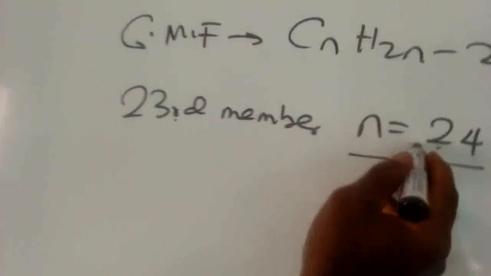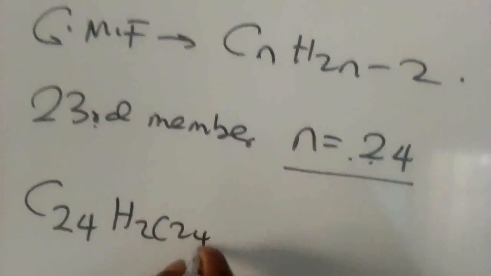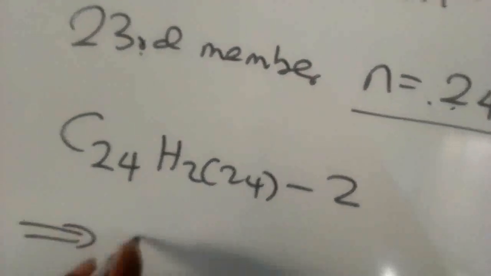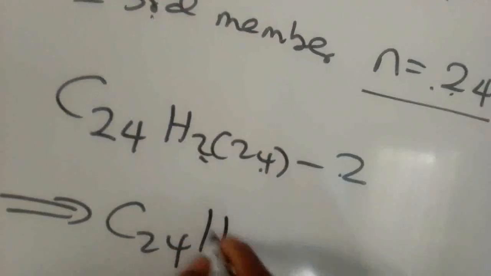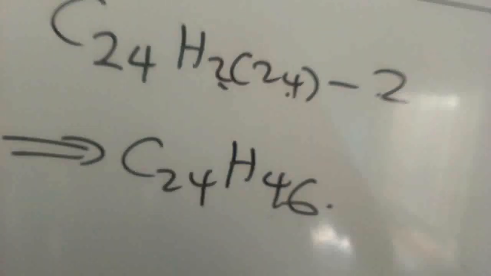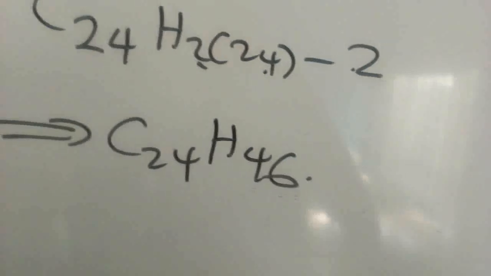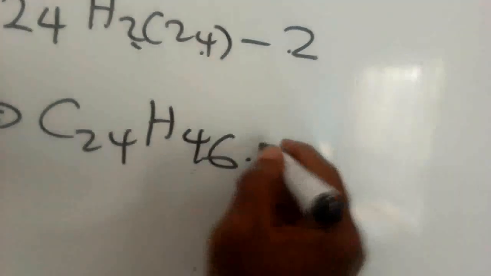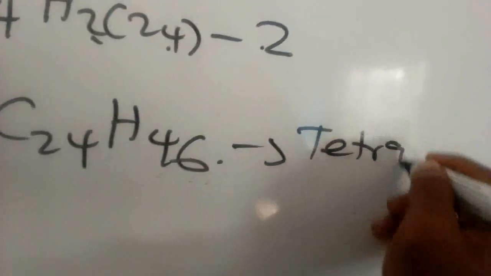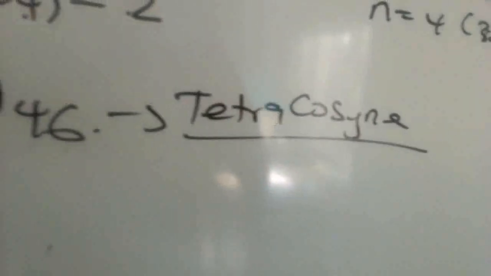So we'll now replace n with 24. We'll have C24, H 2 times 24 minus 2, and that gives us C24H46, since 48 minus 2 gives us 46. This is the formula of the 23rd member. Then what is the name of this member? If this is alkane, we will call it tetracosane. Being alkyne, we will call it tetracosyne. That's the 23rd member of the alkyne family.